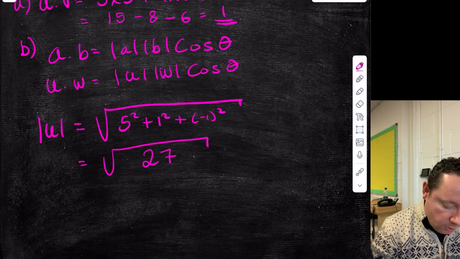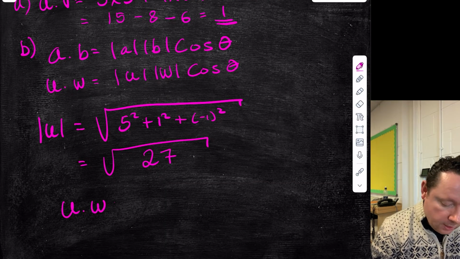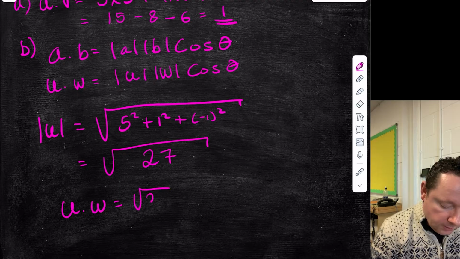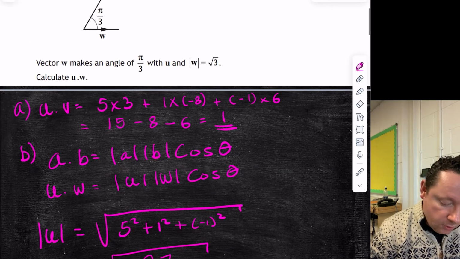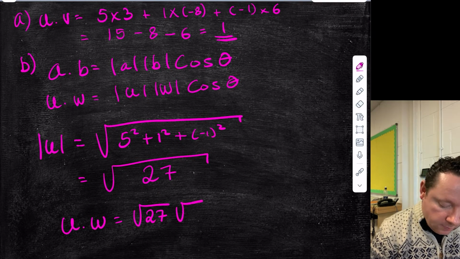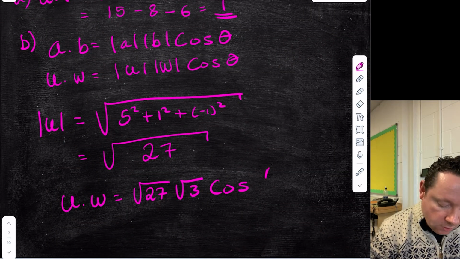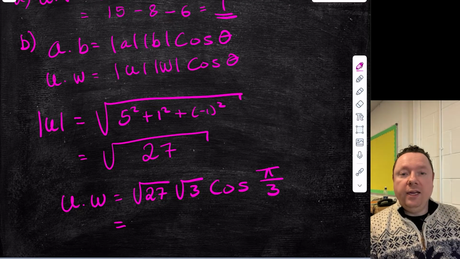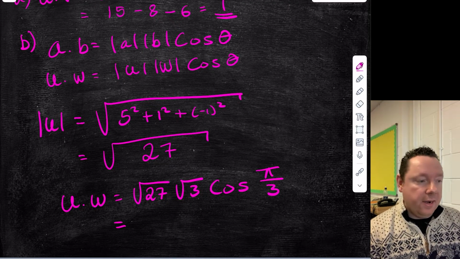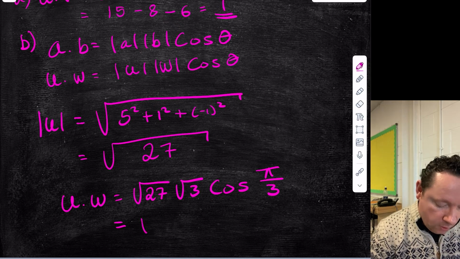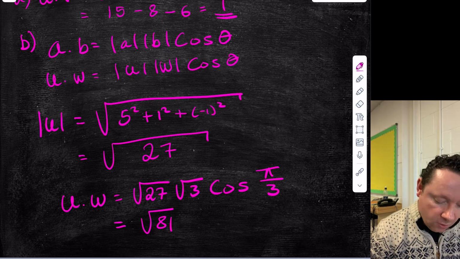So that means that our u dot w is equal to the size of u, root 27, times the size of w, which is root 3, times the cos of theta, but the angle is pi over 3. So this is going to use exact values. 3 times 27 is 81, so that is the square root of 81. And then we need to find the cos of pi over 3.